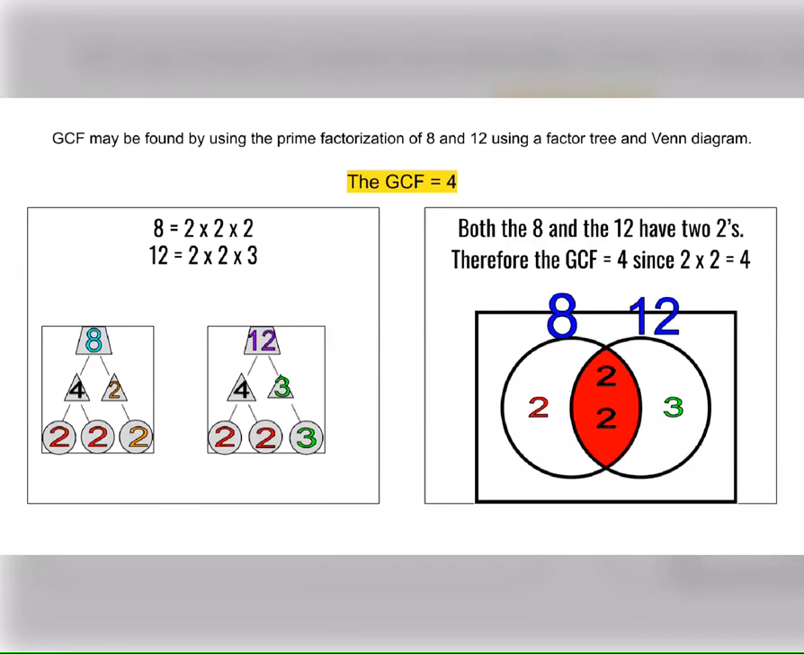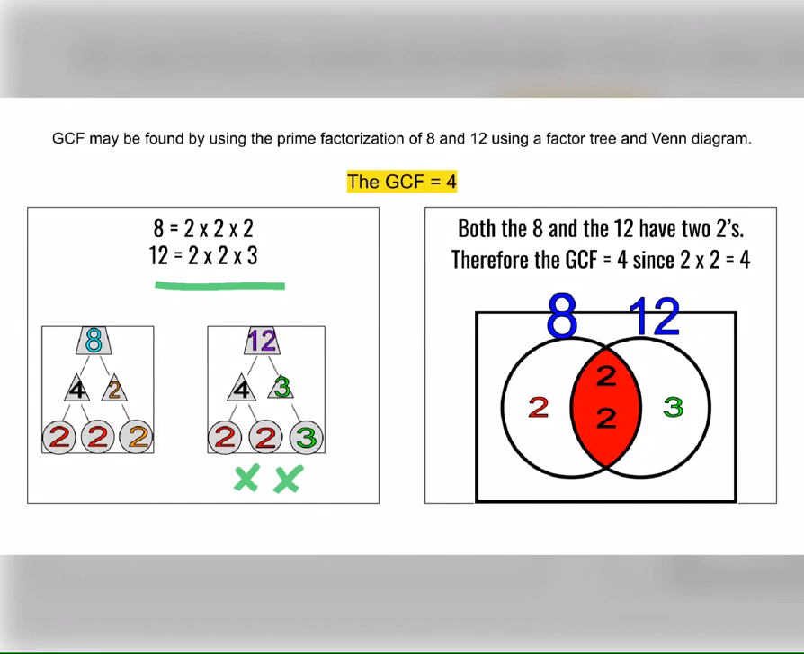Greatest common factor may be found by using the prime factorization of 8 and 12 using a factor tree and a Venn diagram. When you look at the prime factorization of 8, it is 2 times 2 times 2. 12 is 2 times 2 times 3.